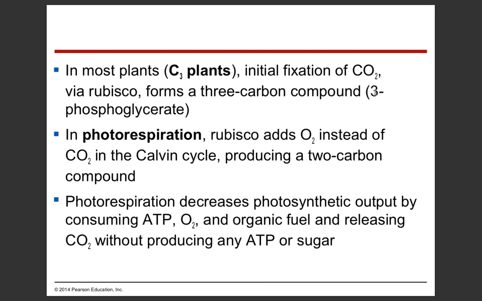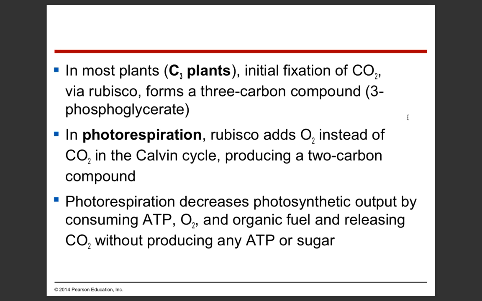Okay, so most plants, C3 plants, are normal plants that don't have any special mechanism. It's just straight photosynthesis. Initial fixation of carbon dioxide via Rubisco forms a 3-carbon compound called 3-phosphoglycerate. We just looked at that a few times. Again, pictures are going to be very helpful. In photorespiration, Rubisco adds oxygen instead of carbon dioxide in the Calvin cycle, producing a 2-carbon compound.